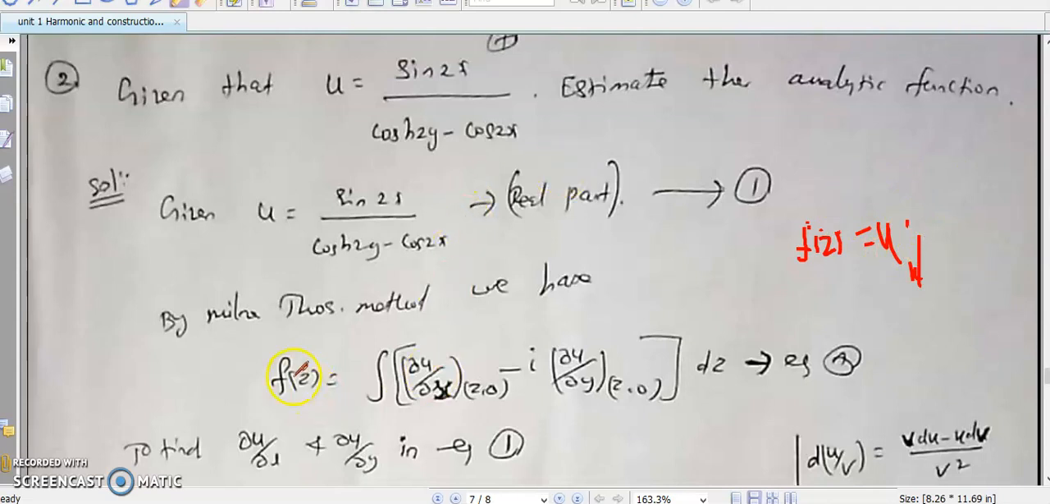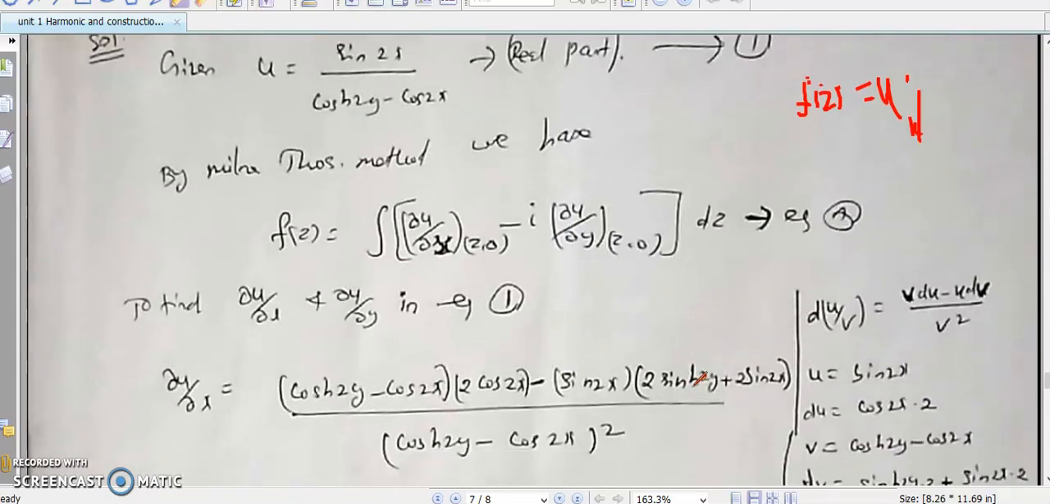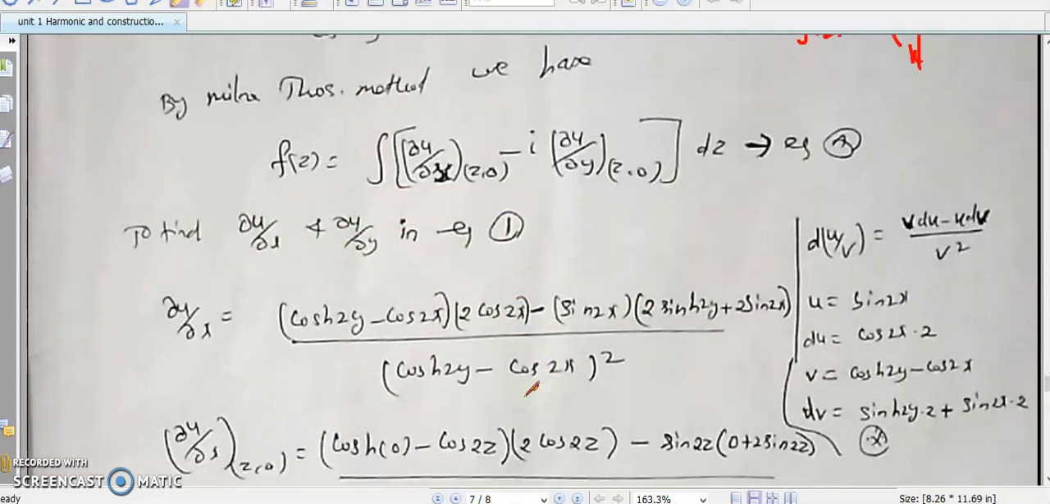We can write this one: f of z equal to the integral of dou u by dou x at (z, 0) minus i into dou u by dou y at (z, 0) dz. So these are the biggest form problems. So first, next to find dou u by dou x and dou u by dou y in equation number 1 by using u by v form. So here I explain all those things.